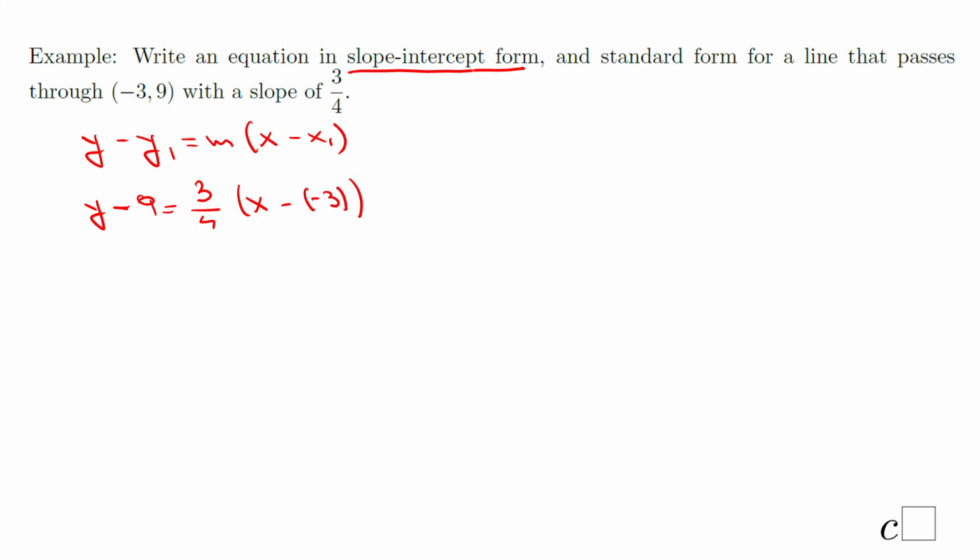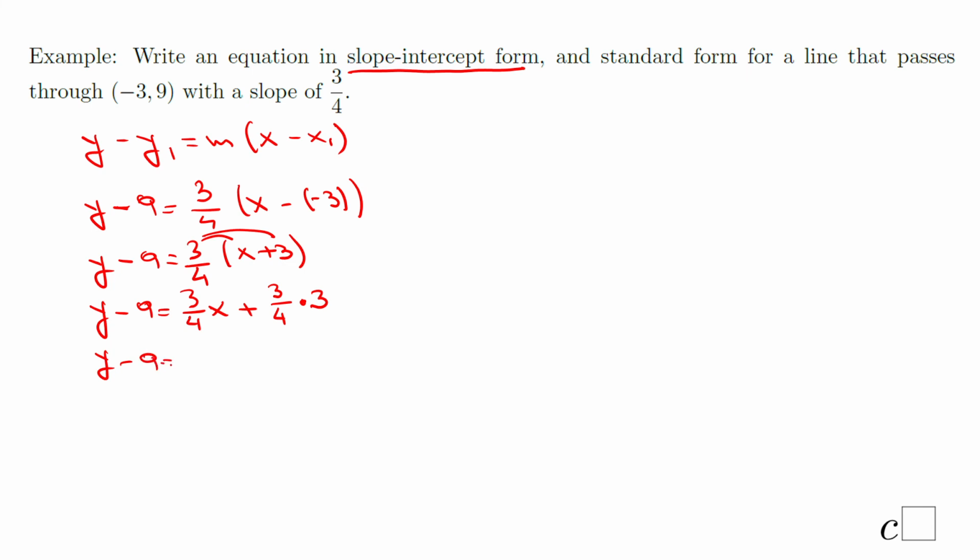Since again, we need the slope-intercept form, do not do anything else. Do not multiply by 4, in fact, and we have here 3 over 4. I'm going to simplify the double negative, x plus 3, and now you want to do the distributive property. So we have here y minus 9 equals 3 over 4 times x, 3 over 4x, plus 3 over 4 times 3. And we have here y minus 9 equals 3 over 4x plus 9 over 4.